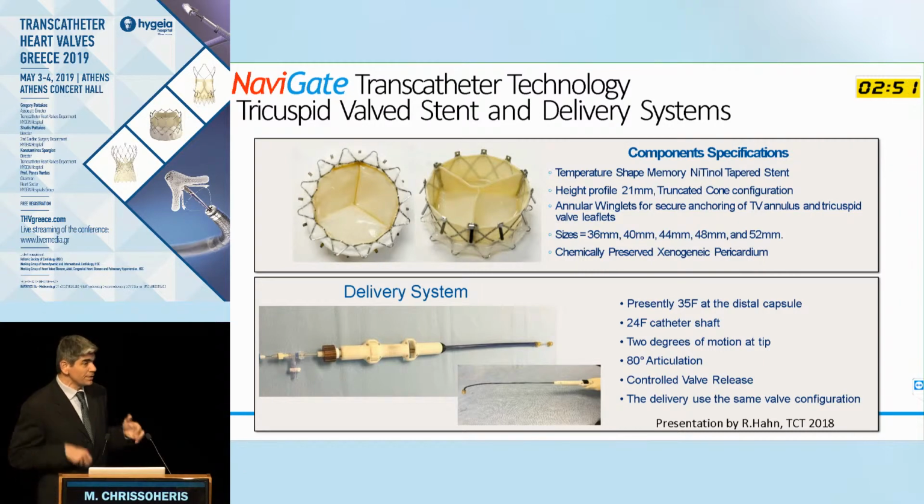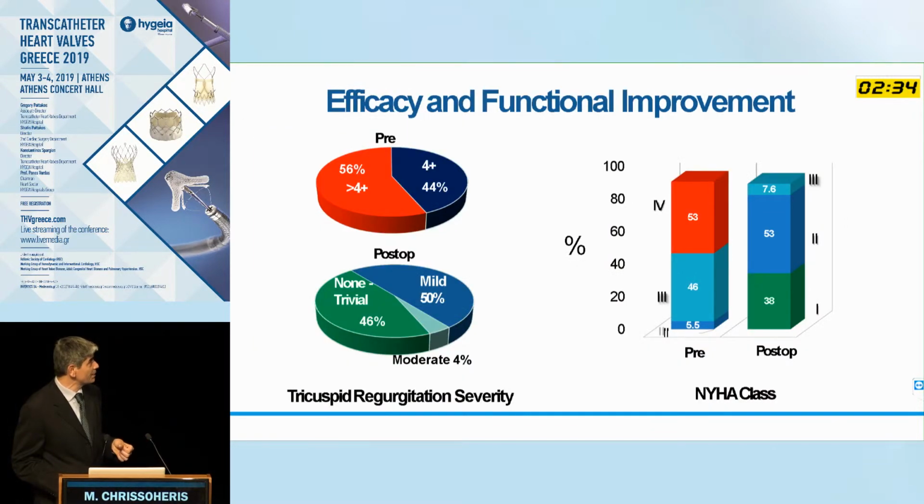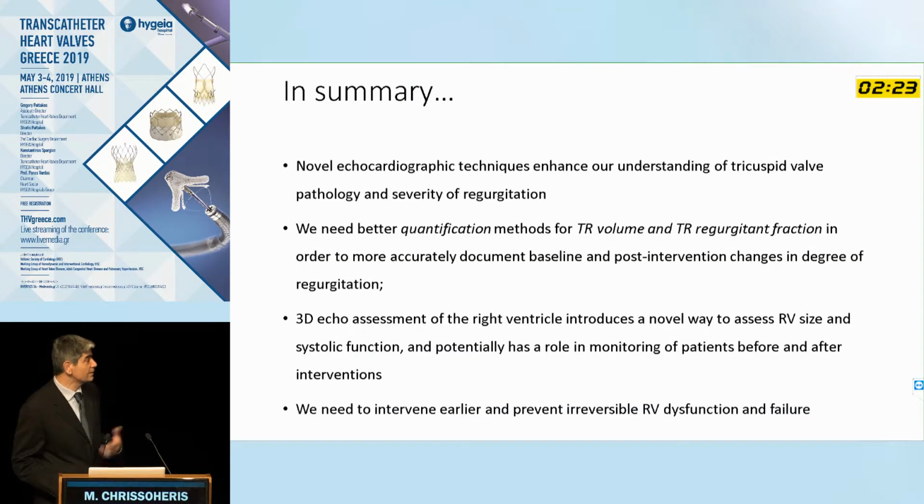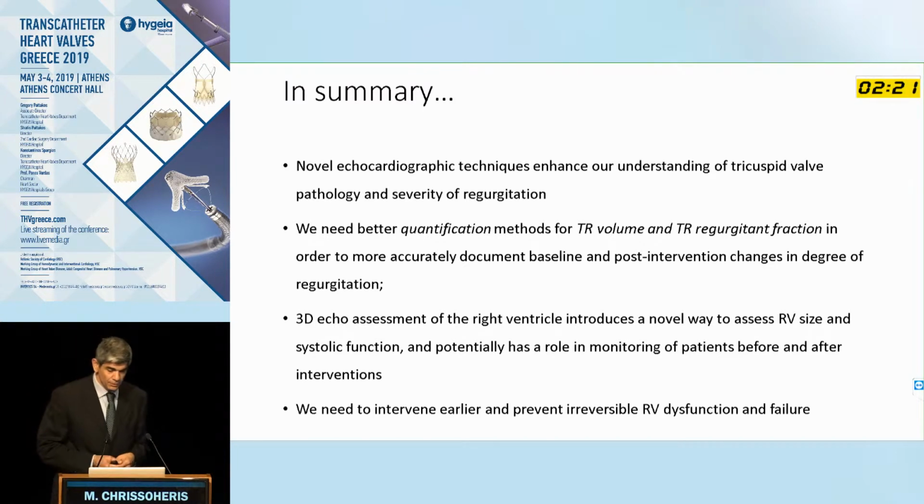In general, all the repair techniques leave some degree of residual tricuspid regurgitation. If you want to abolish tricuspid regurgitation, replacement would be the way to go, but we don't have much at this point. We have limited experience worldwide, a few cases done with the NaviGate valve, but when the valve is implanted, patients are left with non-trivial or mild tricuspid regurgitation at most, and it's a fairly effective technique. We'll have to see where that goes.